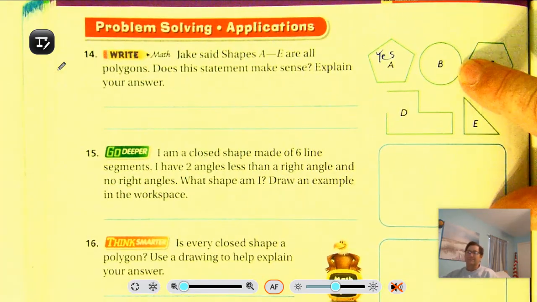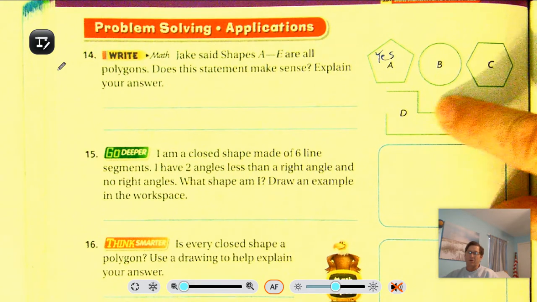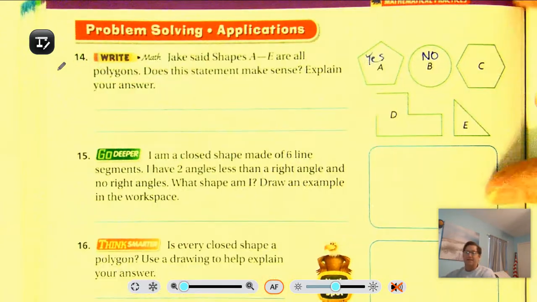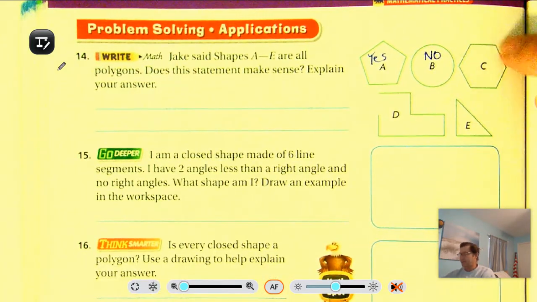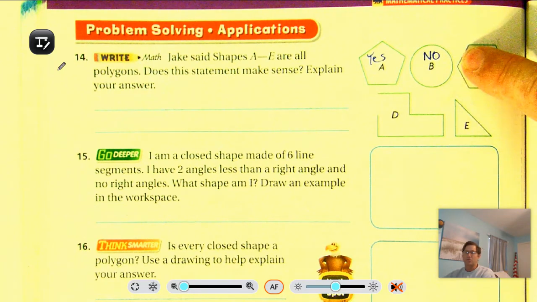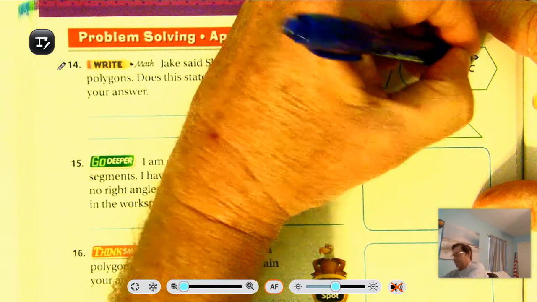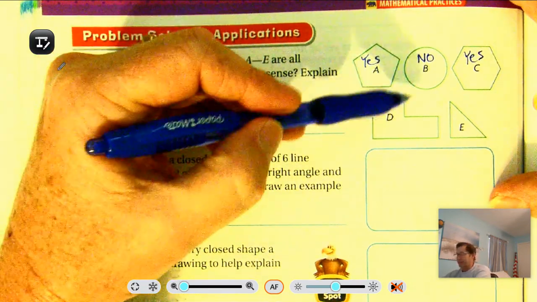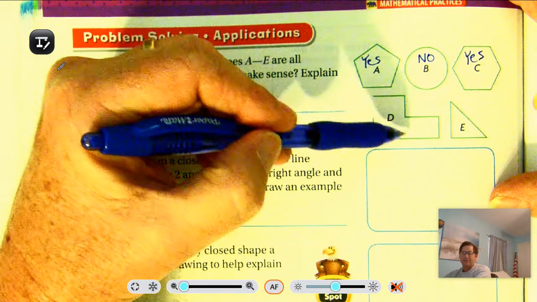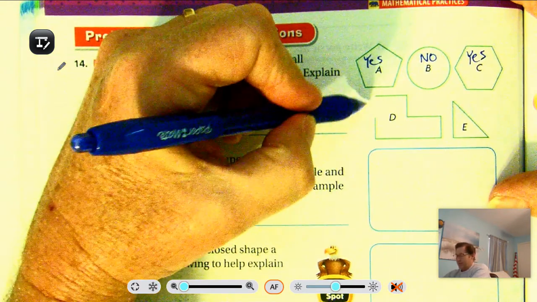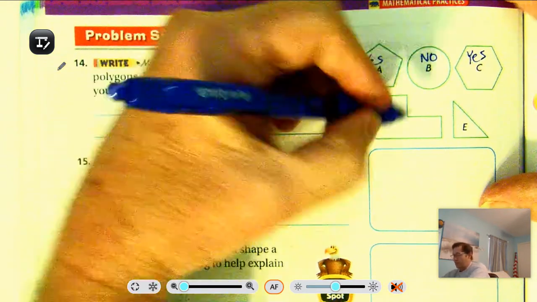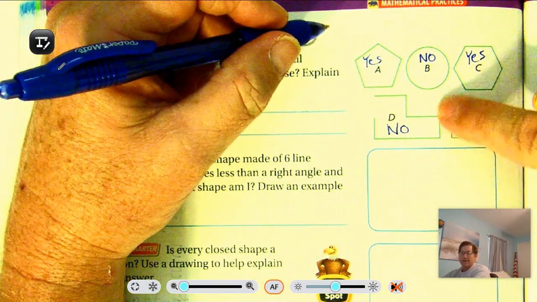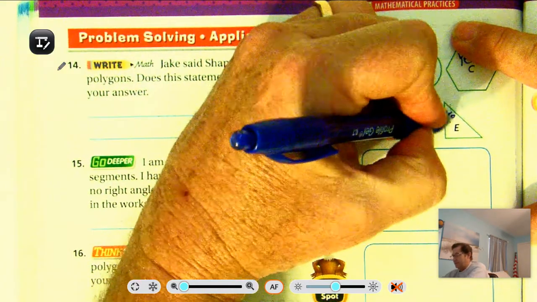B. Well, B's closed, but it's curved. There's no endpoints. So no, B is not. C. I only see line segments. It is closed. C is a polygon. D, well, D is made up of line segments, right? They're all straight lines, so straight sides, but it's open. Polygons cannot be open, so D is no.